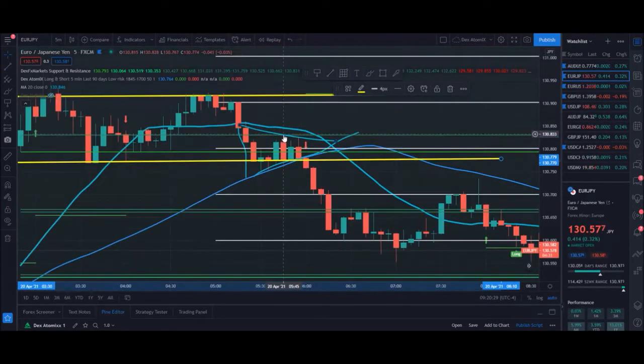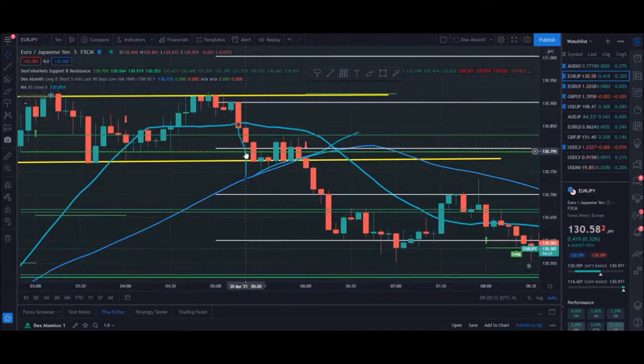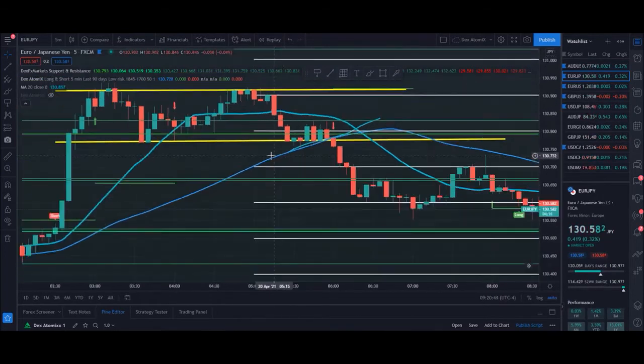And as it created its channel, let me move some of this other stuff out of the way here. As it created the channel, what did it do again? The moving average created more pressure and it pushed it out the other side. Now, this one is what? Well, it's more of an in a channel right here.